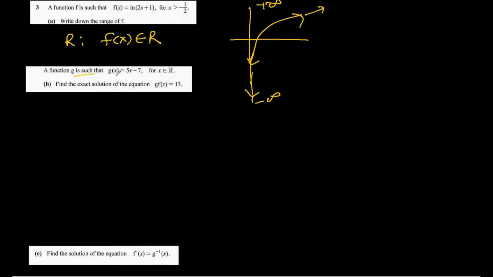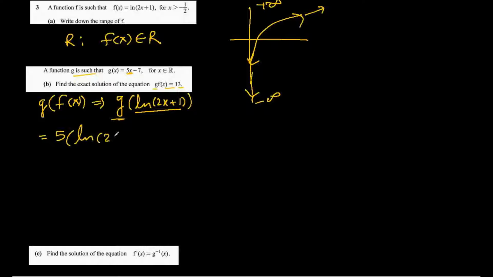If function g is such that g(x) is this, find the exact solution of g(f(x)) = 13. g(f(x)) means g with f(x) inside the bracket, which can be written as g of ln(2x + 1). So in the g function, wherever there is x, substitute that by ln(2x + 1), and we have just one x here. So it becomes 5 times ln(2x + 1). Oh, there is minus 7 also. Minus 7 equal to 13.